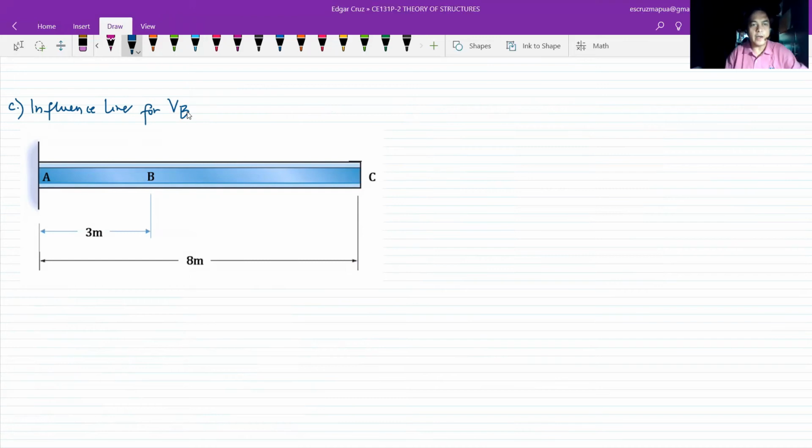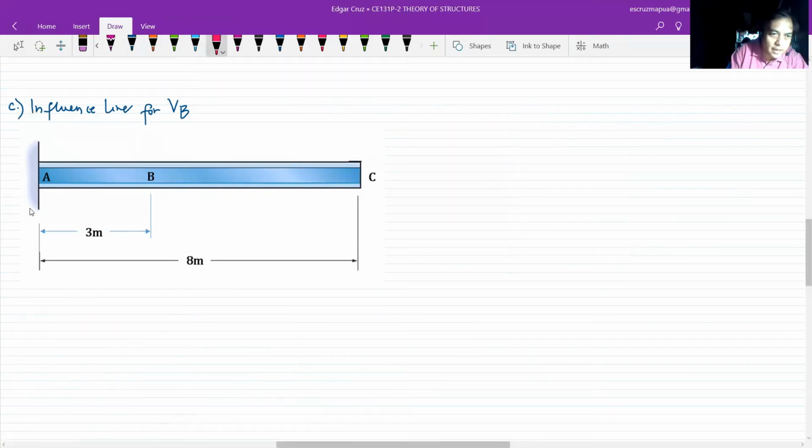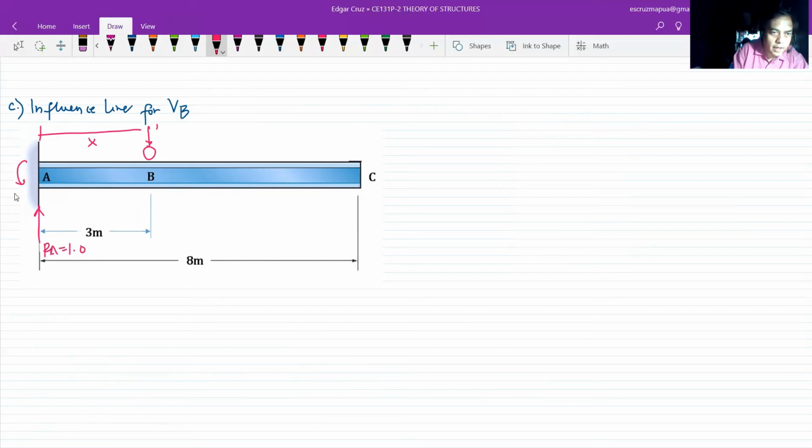So, paano gagawin natin dyan? Okay, so again, diba yung reaction natin sa A, one unit. This is X. Diba RA is always equal to 1? Tapos yung MA naman, ano yung MA uli natin? So let's say if we sum moment at A equal to 0, that would be negative MA plus 1 times X equals 0. So therefore, the MA is equal to X.